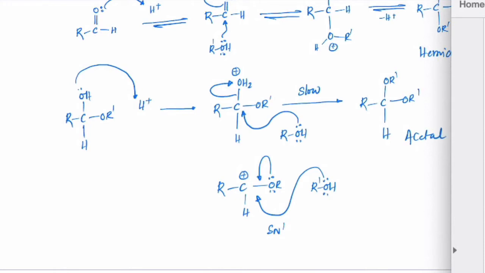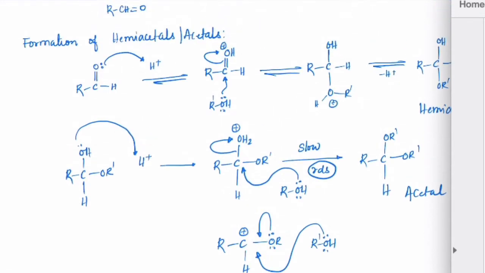Now this reaction of the nucleophile attacking here would be slow. So that's why this is the RDS. This is the RDS step as well. So hemiacetal to acetal formation is a slow process with ROH attacking on the carbon here. Have you understood how acetals and hemiacetals are formed? Okay.